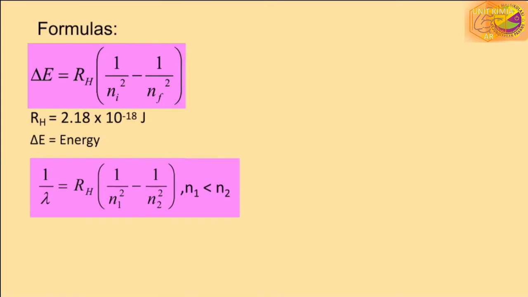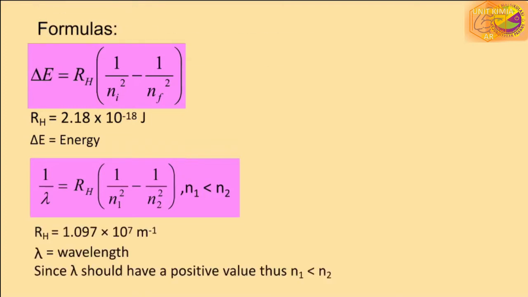The second one is the Rydberg equation, 1 over lambda equal Rh times 1 over n1 squared minus 1 over n2 squared, where n1 is smaller than n2. The value of Rh is 1.097 times 10 to the power of 7 per meter, and lambda is wavelength. Since lambda should have a positive value, thus n1 is smaller than n2.